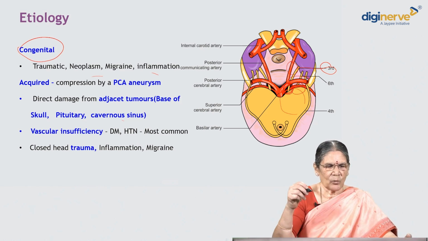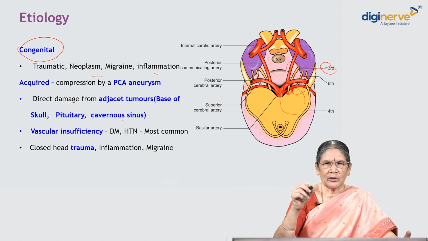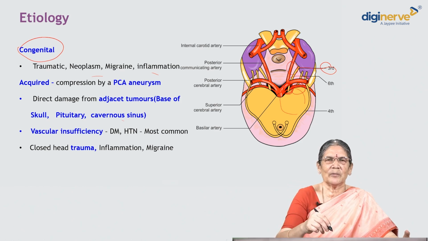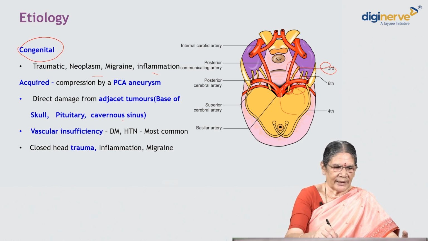The next common ones are vascular insufficiency. What we call microvascular insufficiency, that is diabetes mellitus or hypertension. These are the common things. But here usually you have pupillary sparing, maybe because the nerve trunks are okay. The problem is only in the vessel supplying the nerve. So, you do not have a pupillary involvement here.